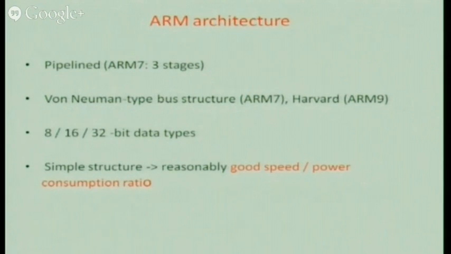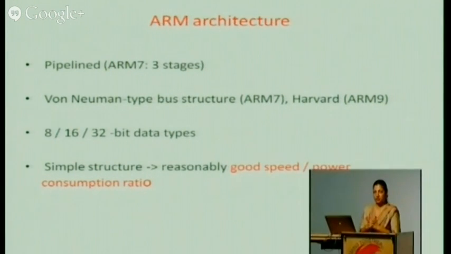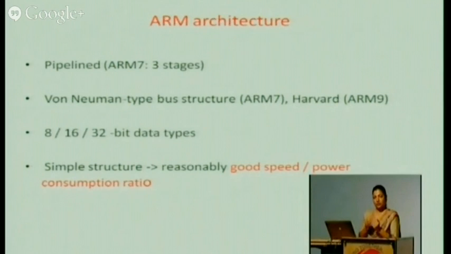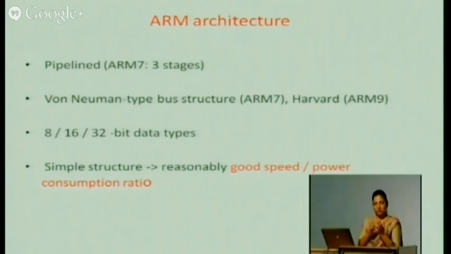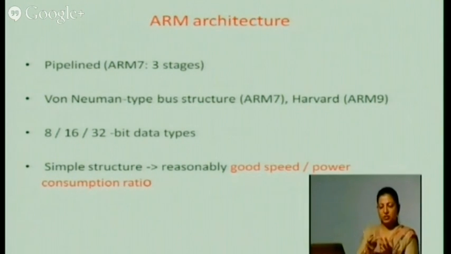Now ARM architecture is a pipelined architecture. In ARM7, it provides 3 stages, that is, firstly fetching, decoding, and execution. Whereas if we compare this ARM7 with the ARM9 version, in ARM9 we have a 5-stage pipelined architecture. Firstly it will fetch, then decoding, then execution, then memory access, and the last one is the storing.